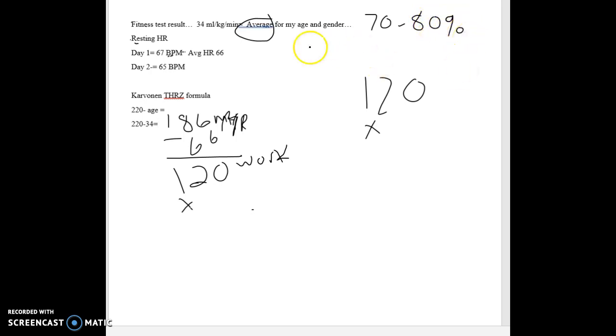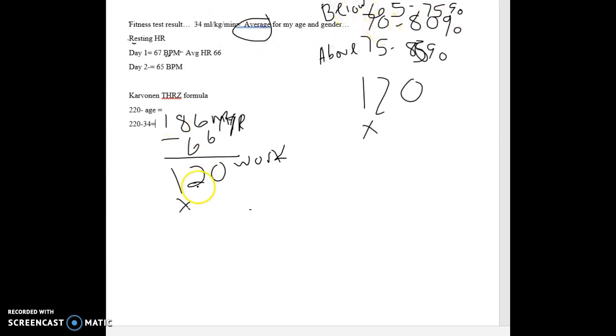If my fitness level was above average, I would then do 75 to 85% of my target heart rate zone number. And so that's what I would use, 75 to 85%. If I were below average, I would use a 65 to 75% range. So it's really important that you understand what your current fitness level is. Okay? From that standpoint, I use that range to put into here.